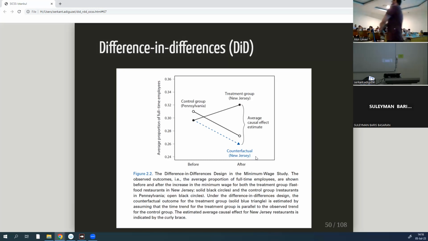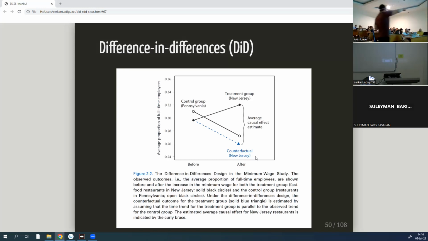Correct me if I'm making a mistake. So for New Jersey, we have before treatment and after treatment. On the other side, Pennsylvania, we haven't applied any treatment. So we have that state. We observe Pennsylvania before and after. The only difference in Pennsylvania is there is no treatment, but we have 2 data points there too.